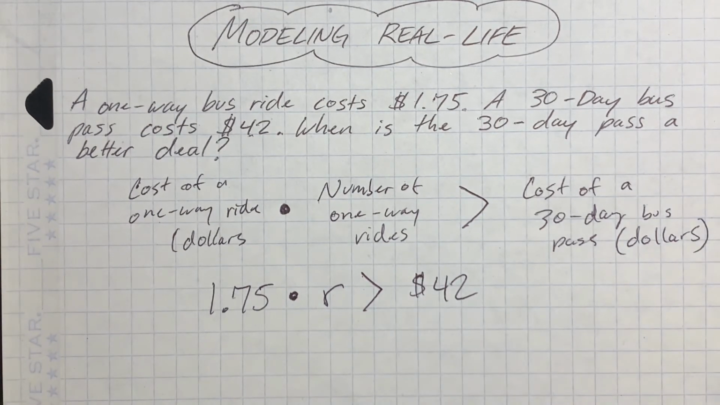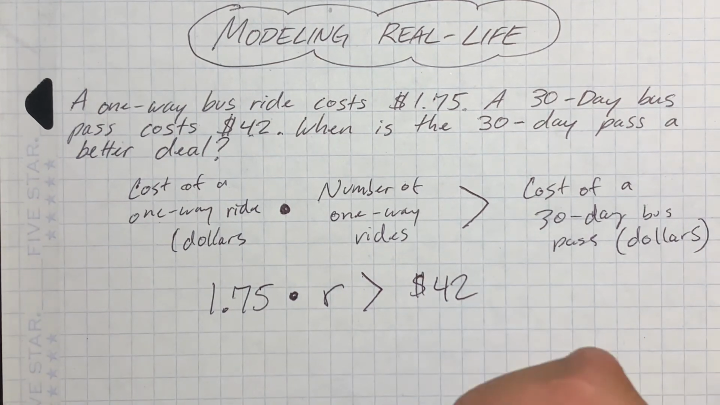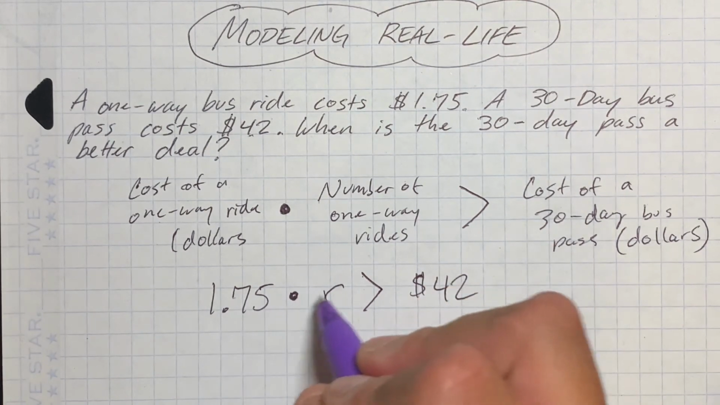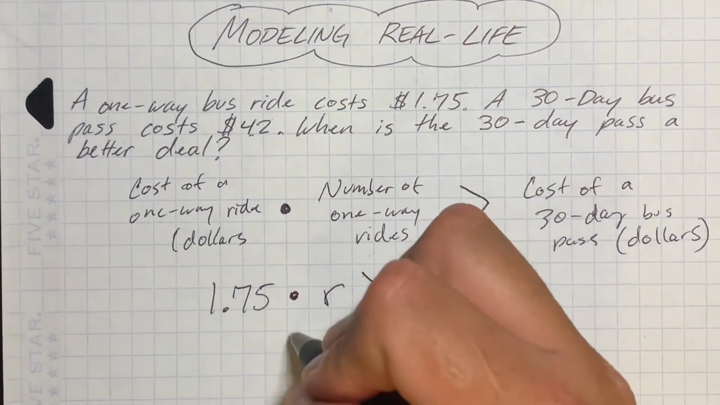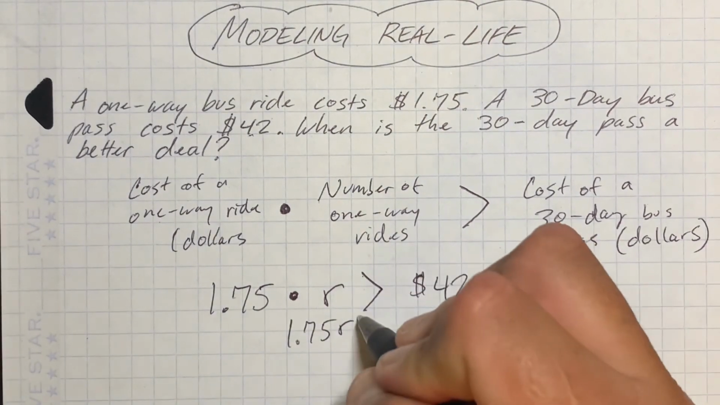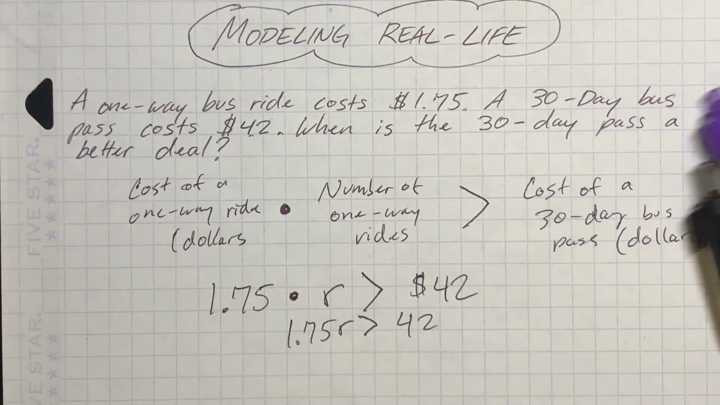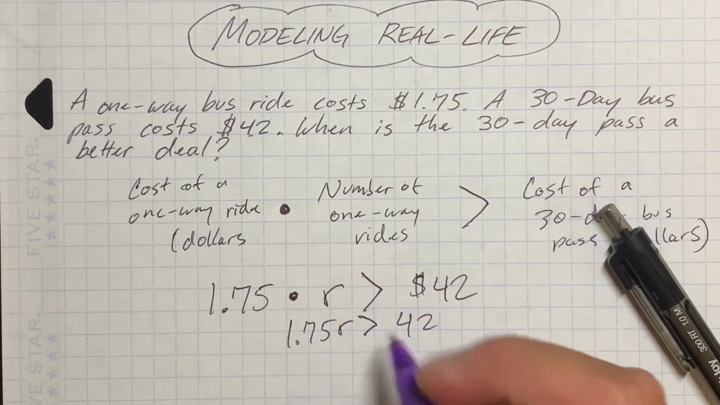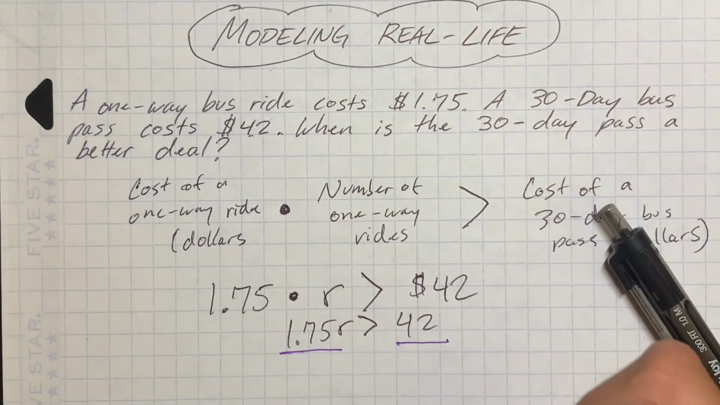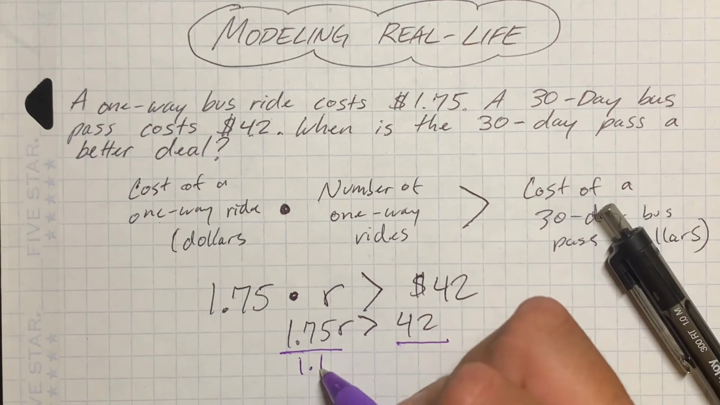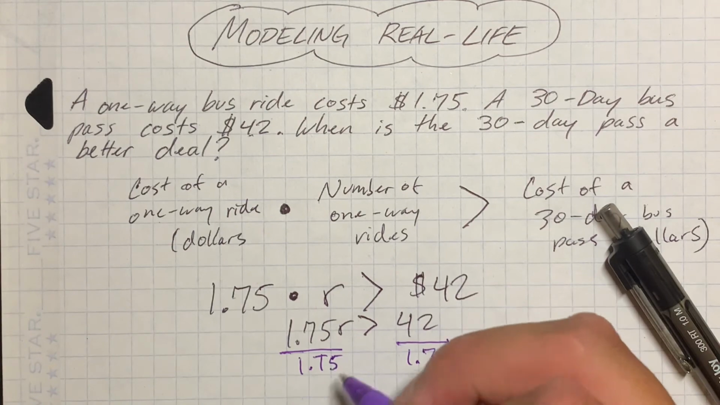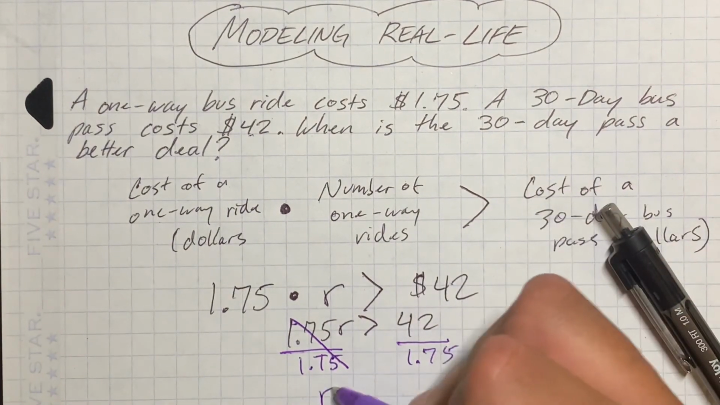So again, here, the opposite of multiplication is division. So we're going to have to use the division property of inequality. So we're going to divide here. So this is going to be 1.75R, greater than 42. I just rewrote it in here. Now, 1.75 is your coefficient, R is your variable. So we divide because it's the opposite of multiplication. We're going to divide by 1.75. 1.75 divided by 1.75 equals 1. So R is by itself.